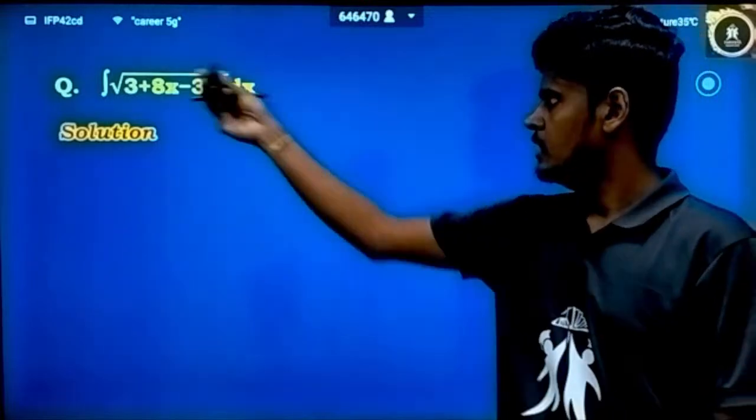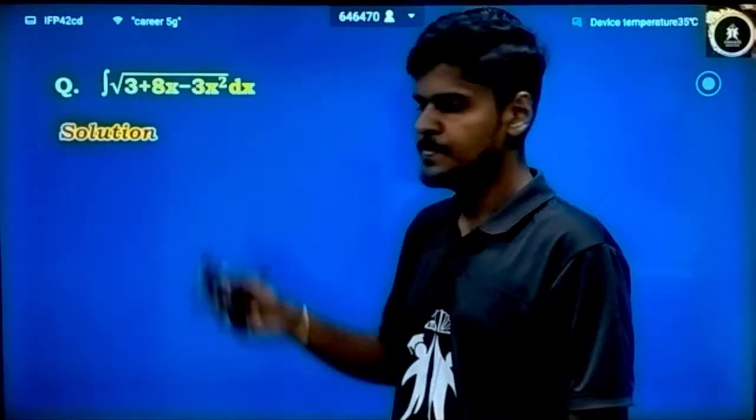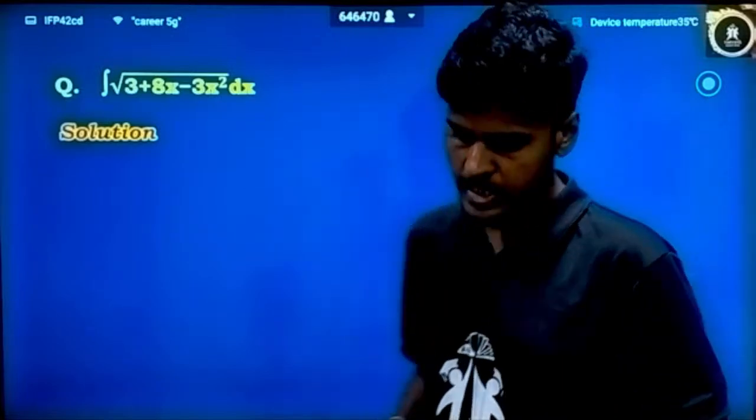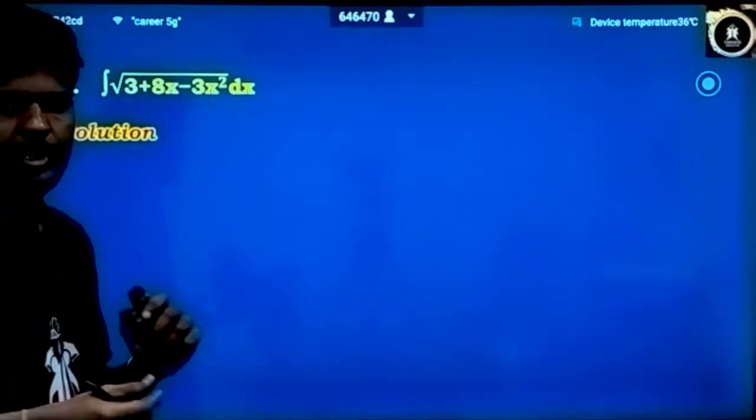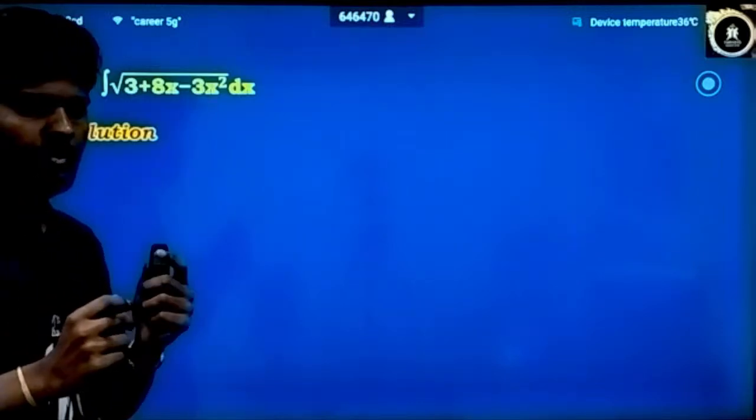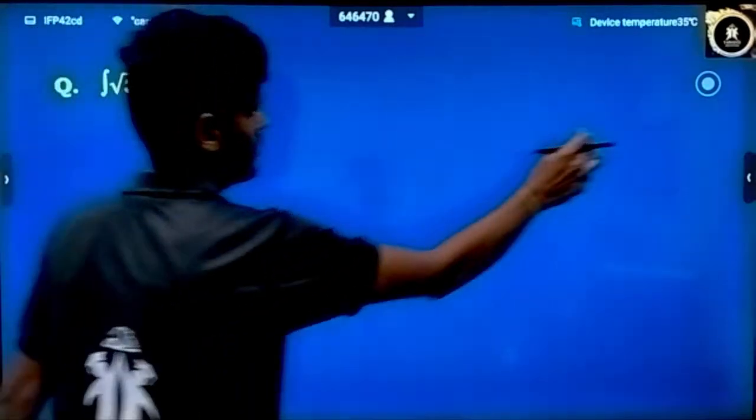Next question is the integral of the square root of 3 + 8x − 3x². Now what is the condition? First step is to make the coefficient of x² as positive 1. Try to write it like that, then there won't be any mistake. What we will do is, first I will try to write this term alone.